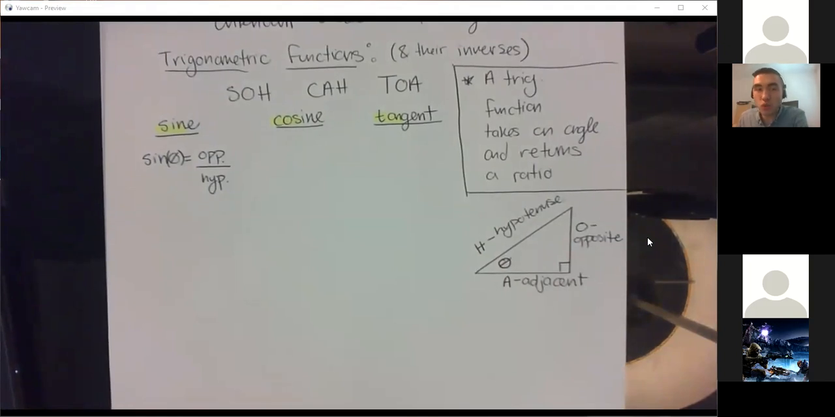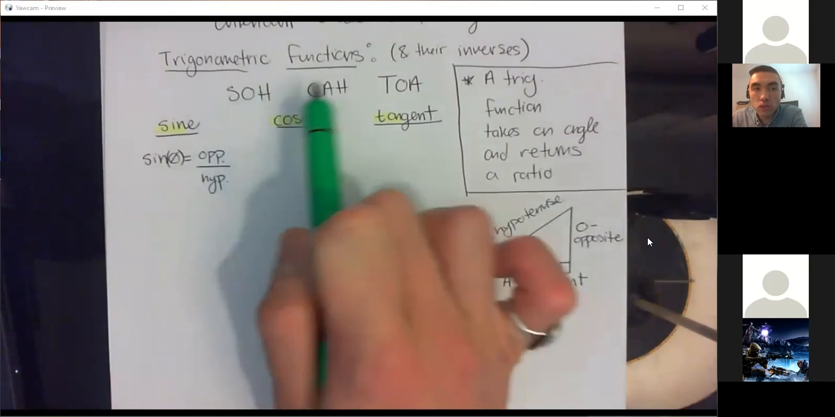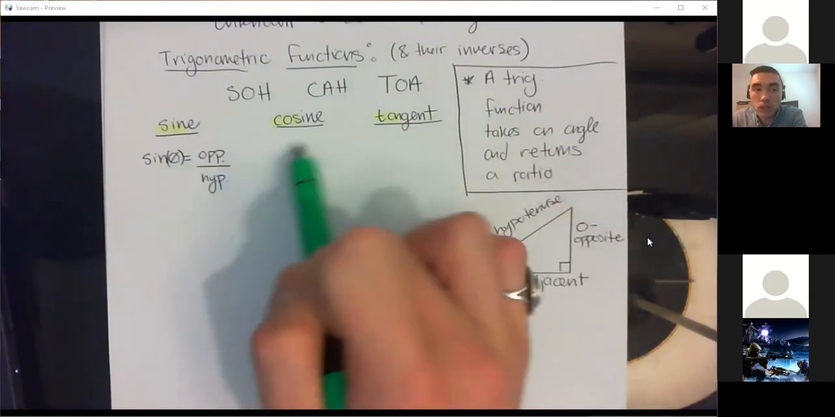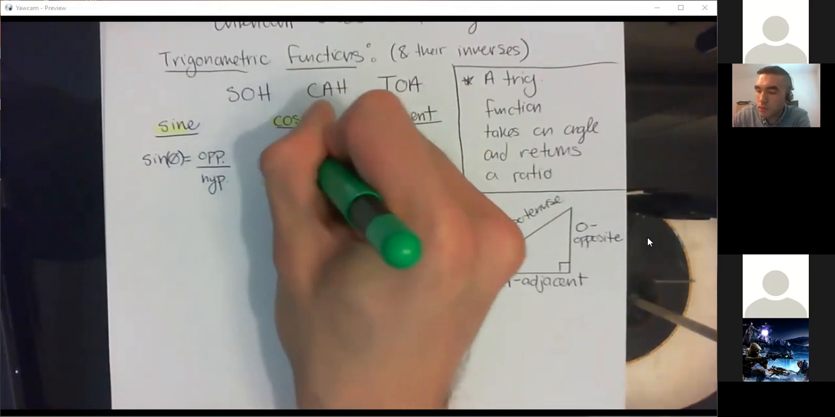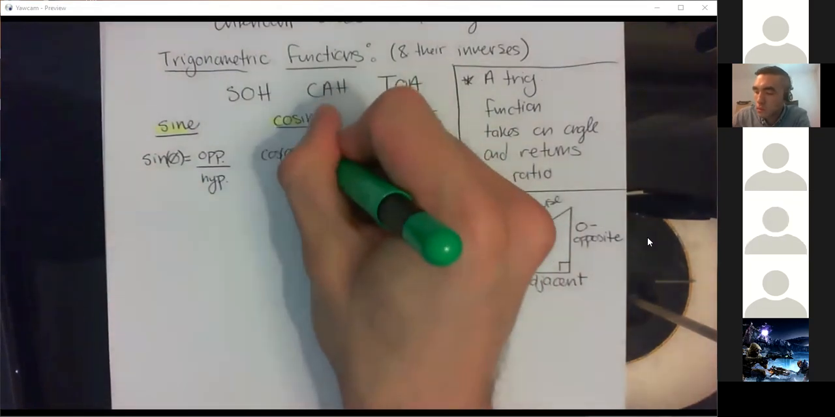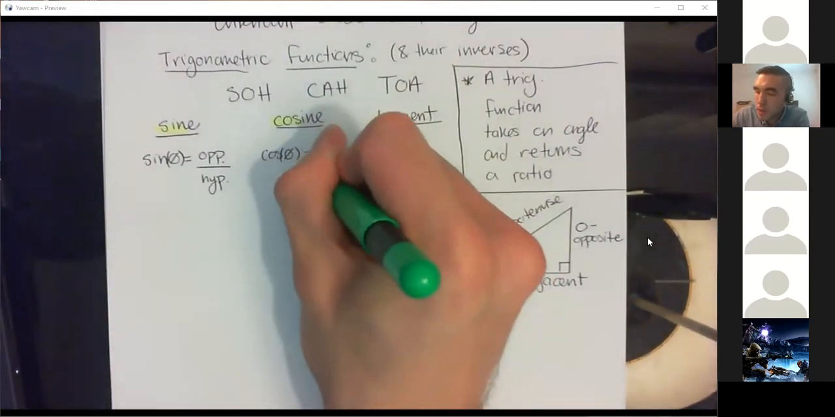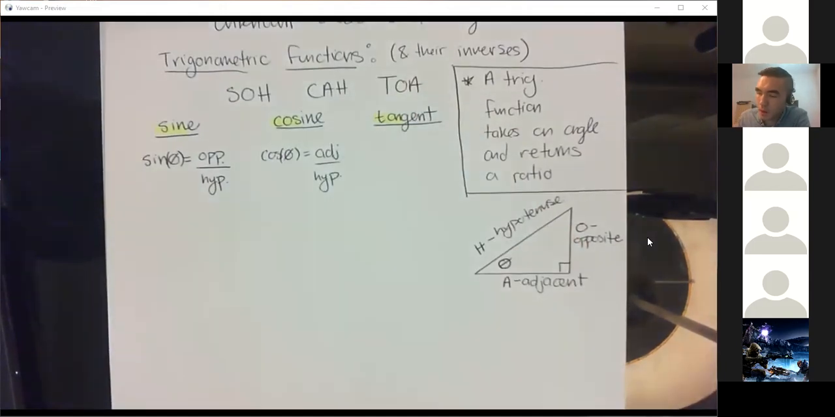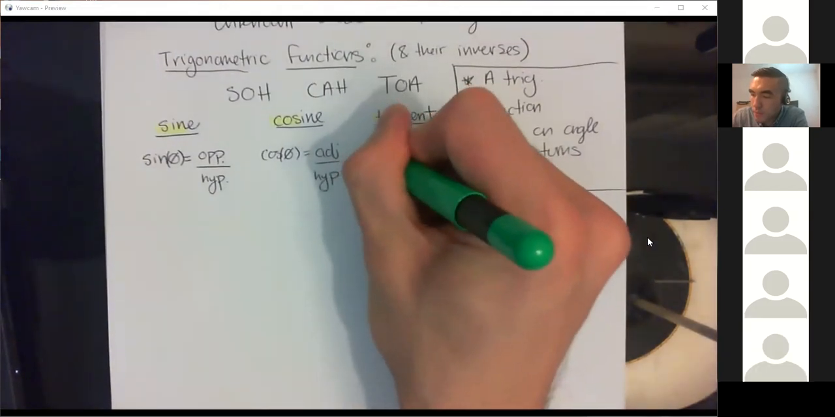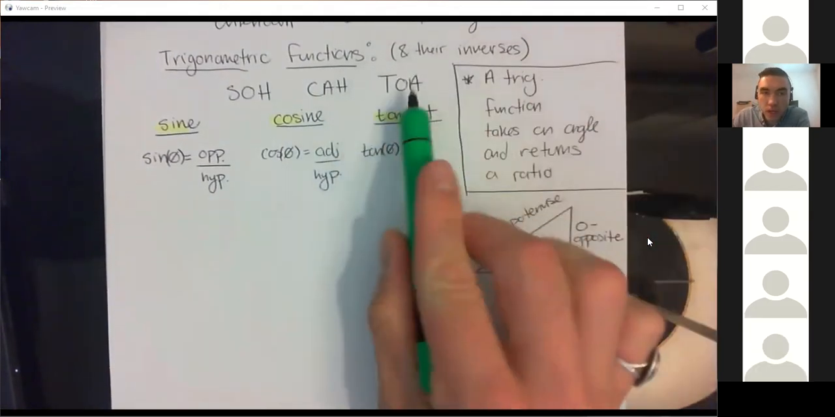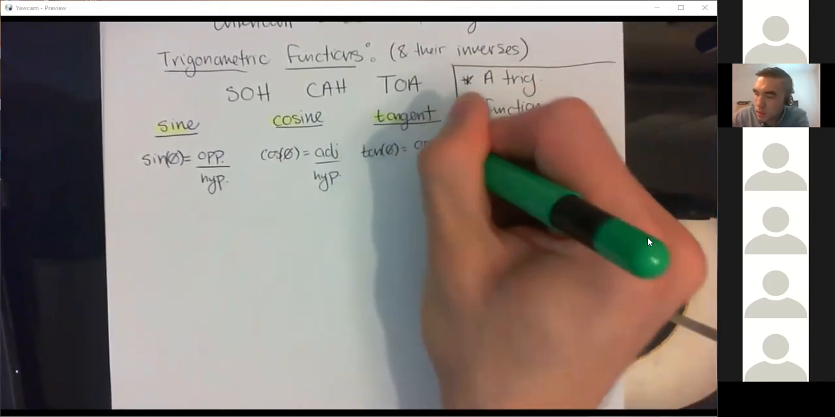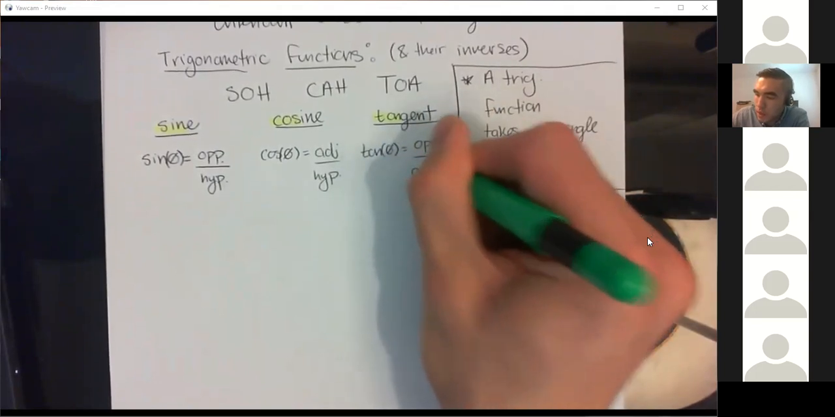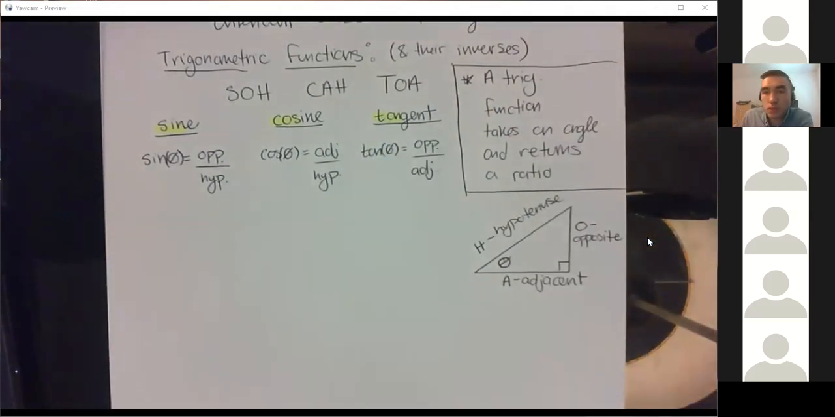Similarly, cosine and tangent will also be defined out using SOH CAH TOA. So cosine of theta, take a wild guess. What is cosine of theta equal to? Adjacent over hypotenuse. And finally, tangent of theta. Tangent of theta must be equal to what based on these letterings? Opposite over adjacent.